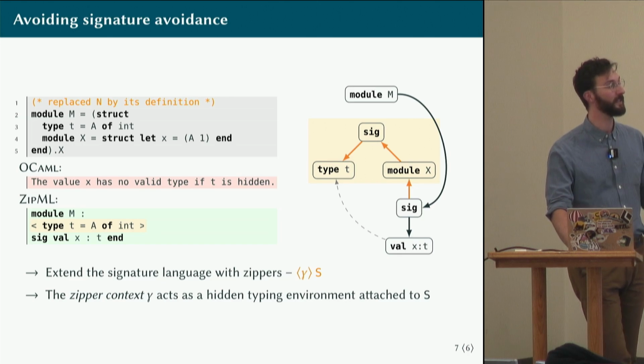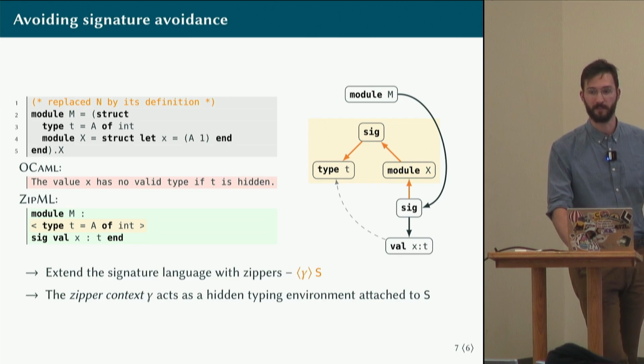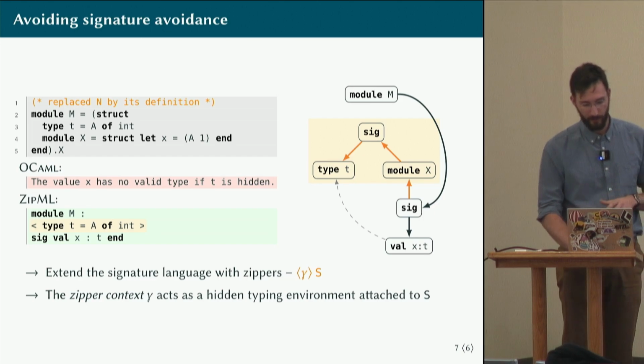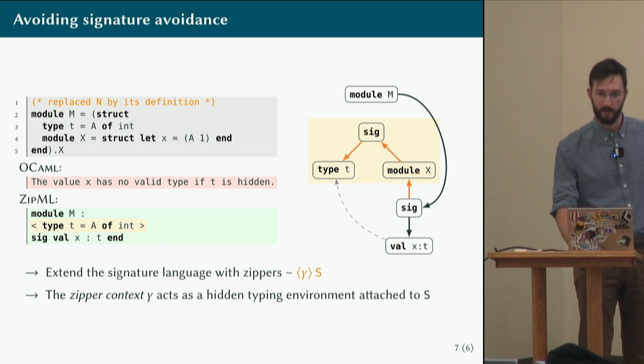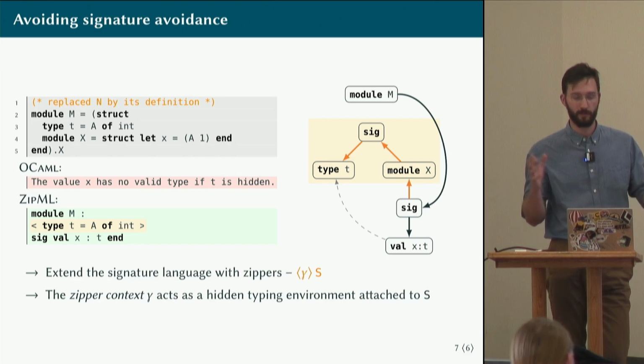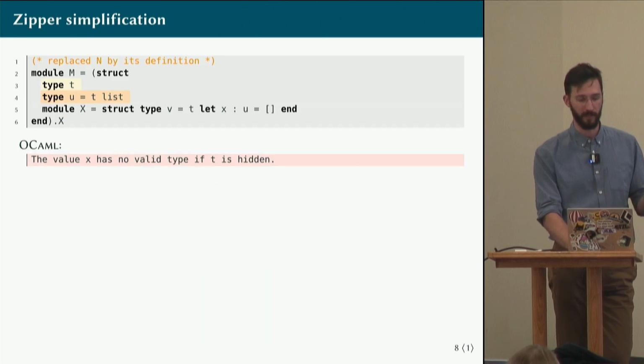We extend the signature language with this notion of zippers, where the zippers act as a hidden typing environment that is attached to the signature. But if we only do that, then every operation that might create dangling dependencies will create new zippers that might pollute the resulting signature. So we also have an operation that we call zipper simplification.